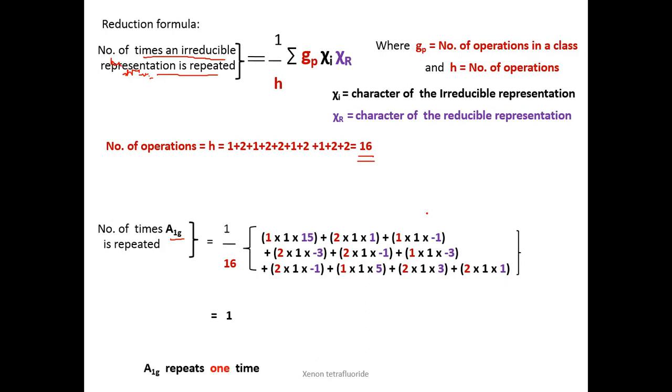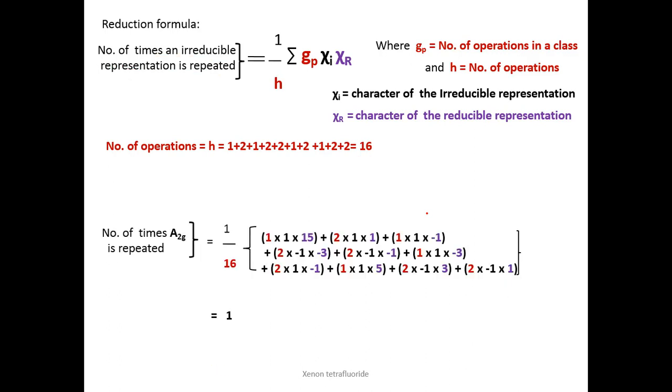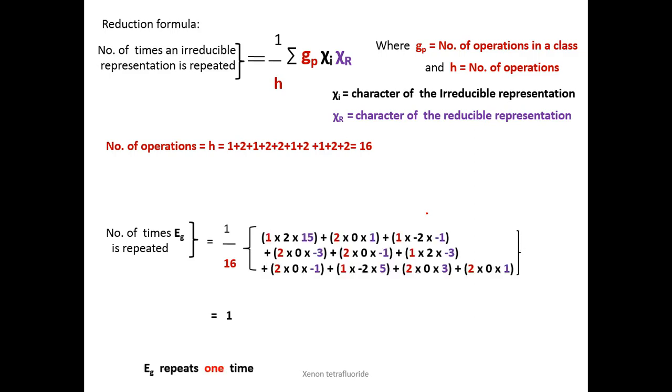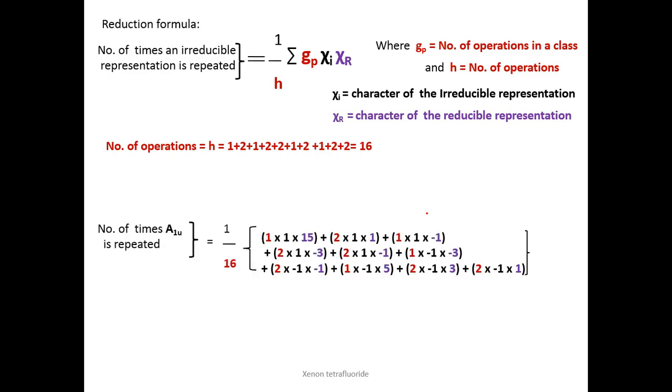That means 1 A1g. Next is A2g, 1. A2g repeats one time. B1g repeats one time. B2g repeats one time. Eg repeats one time. A1u repeats 0 times. That means this will not be present in the reducible representation because it is 0 times repeated. Next is A2u repeats 2 times. That means in the final result you will get it as 2A2u.